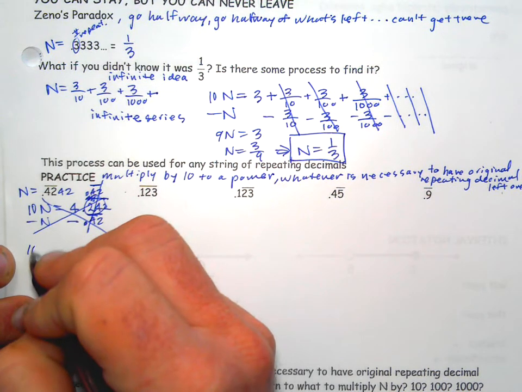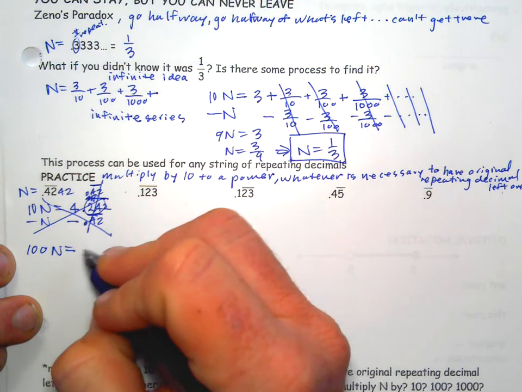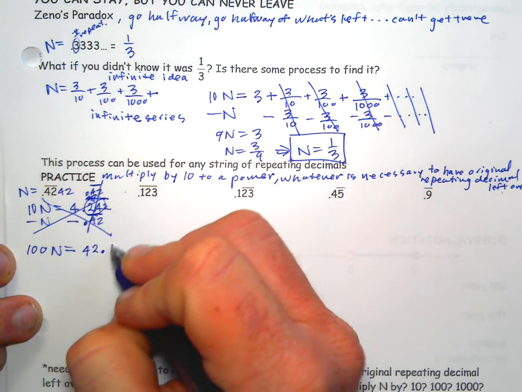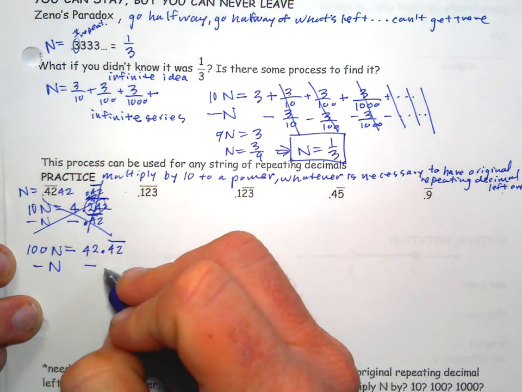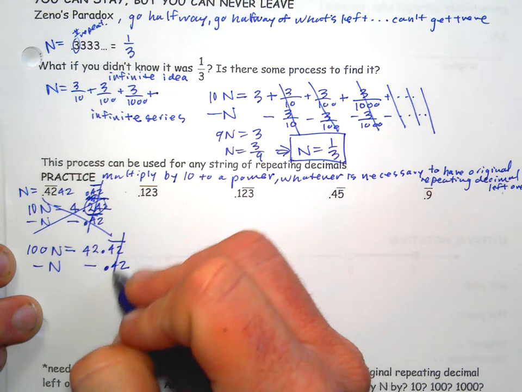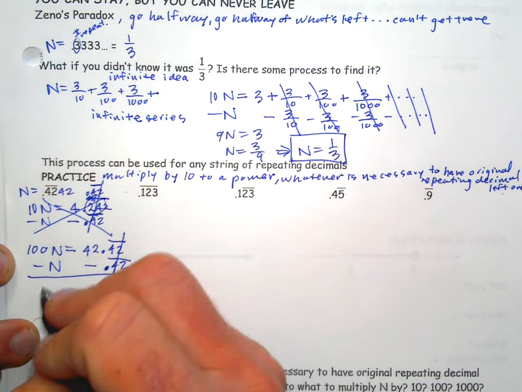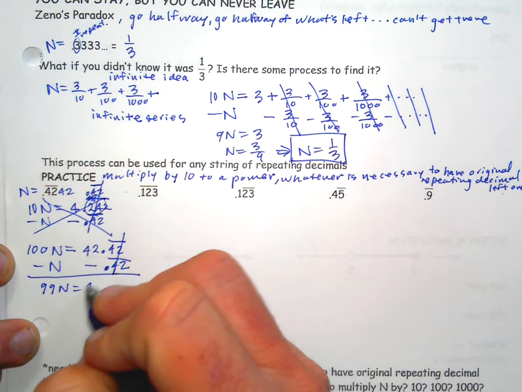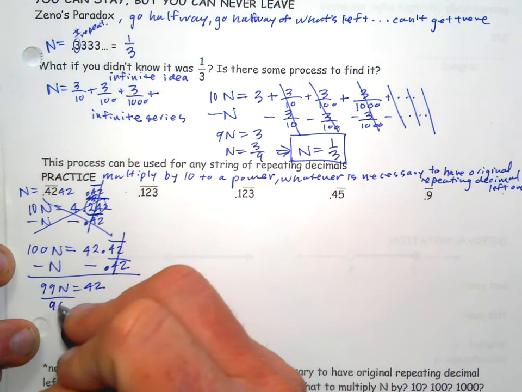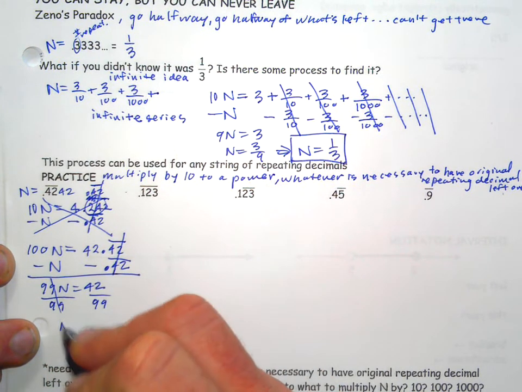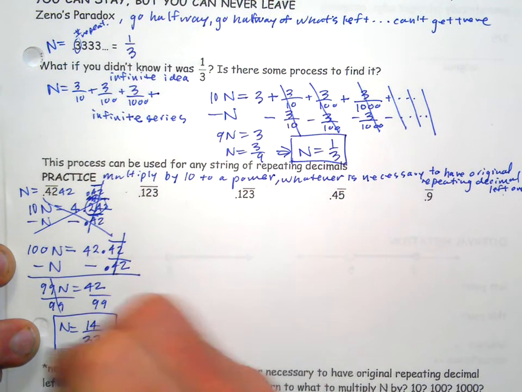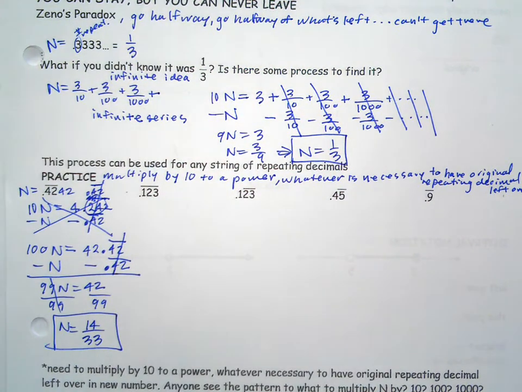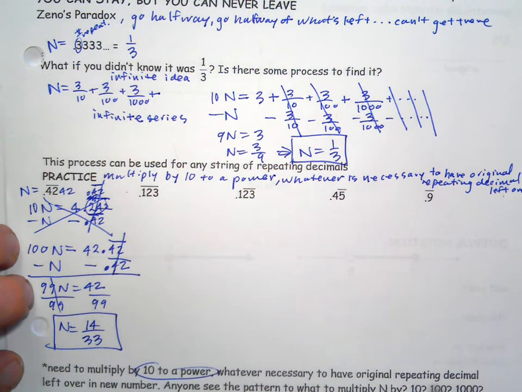So in this case, if we multiply by 100 on both sides, we get 42.42 repeating, right? And then when we go to subtract n to get rid of the repeating part, it lines up really nice, and they just cancel each other out, and I get 99n equals 42. I divide both sides by 99, and I get n equals, I could reduce this, take a 3 out, 14/33.